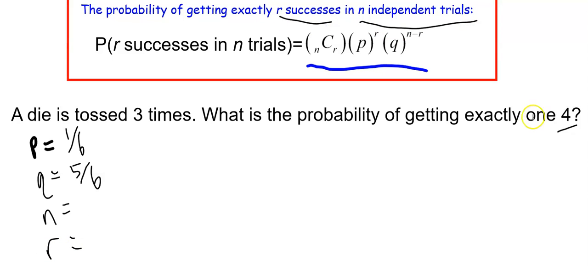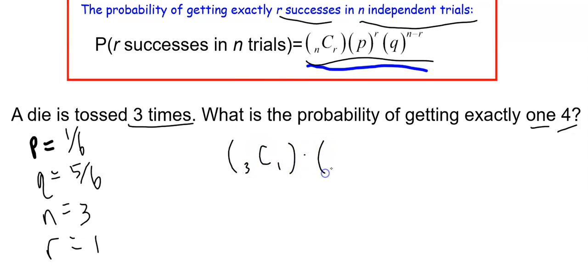So I want to get exactly one success. So I want R to be 1. But I'm really tossing this thing 3 times. There are 3 trials, so N is 3. So at this point, all it is is plugging into this formula here, right? So we have all our variables defined. So this should be nCr, so this would be 3 choose 1 times P, which is 1/6 to the R, which is 1, times Q, which is 5/6 to the N minus R, which is 3 minus 1, which is 2.